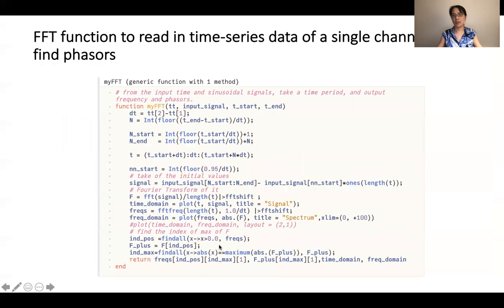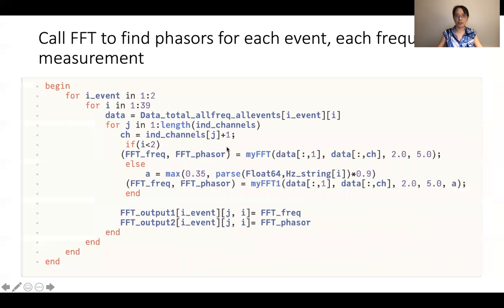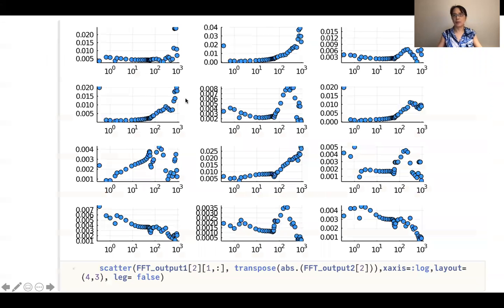Here is just an FFT function that is pretty nice that you can find from a lot of Julia demos. With that, we can just keep calling it for each event, each channel, each signal. Then we get these phasors at every measurement that we want. So that's a very interesting one, that we can finally grab the Bode plot here. We finished this step that is called grab phasors. So that's what we found.